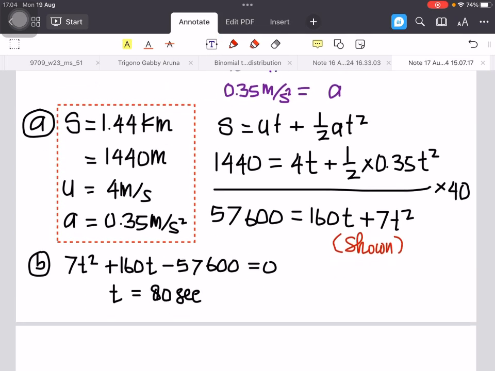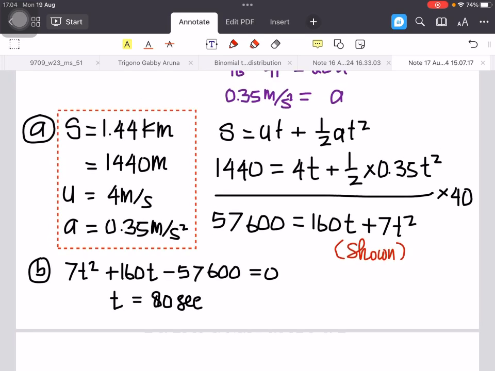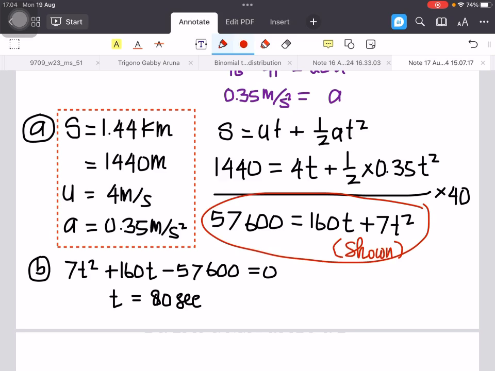Now to find the value of T, it's very easy. You just solve this one. Solve the quadratic equation. First you factorize, and finally you can find that the value of T is 80 seconds.